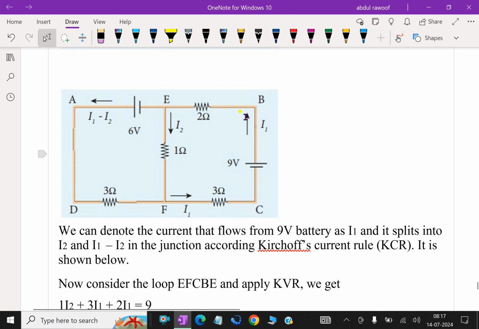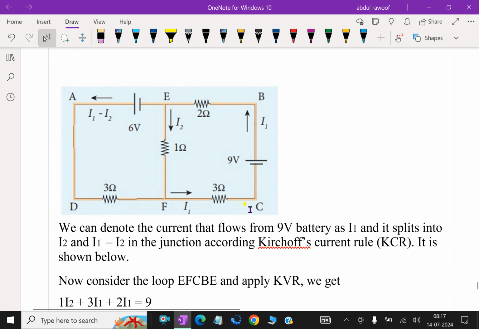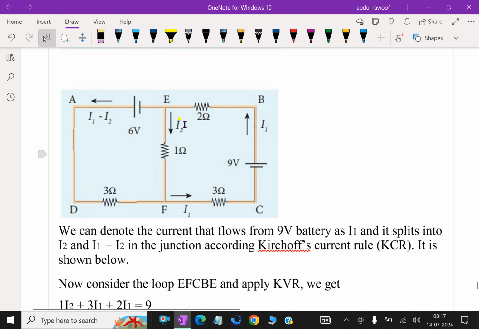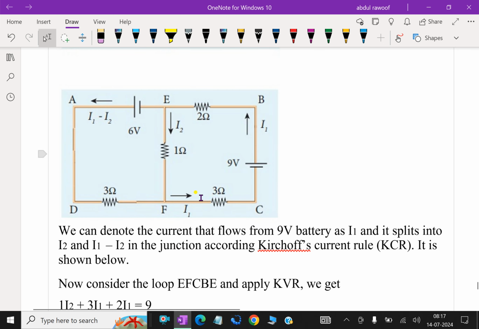EFCBE, this loop. Apply KVL, Kirchhoff voltage law, we get 1 into I2, because look here, through this 1 ohm the current I2 is passing, so the voltage here is 1 into I2, plus 3 into I1, because I1 is coming through 3 ohms, 3 ohms into I1, plus 2 ohms into I1.